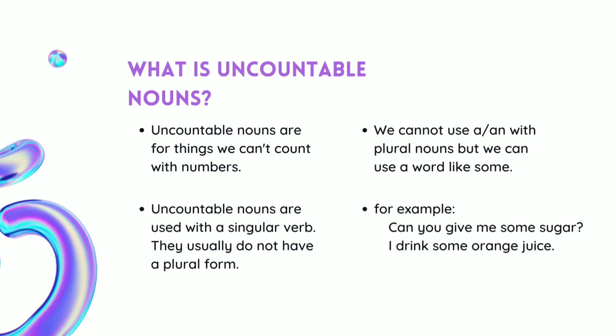Uncountable nouns are for the things we can't count with numbers. They are used with singular verbs, and usually do not have a plural form. We can't use a or an with uncountable nouns, but we can use the word some. For example, can you give me some sugar? I drink some orange juice.